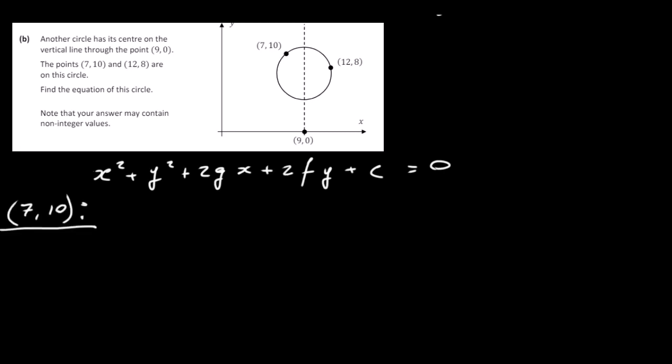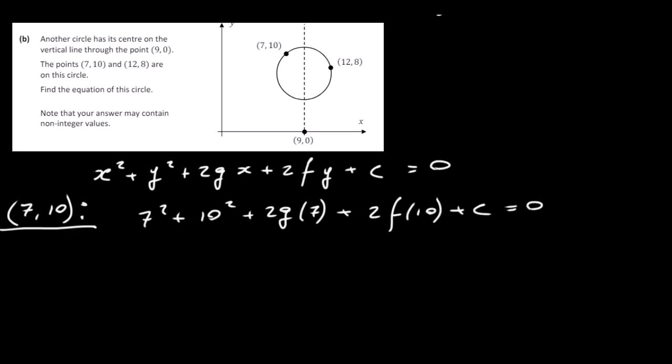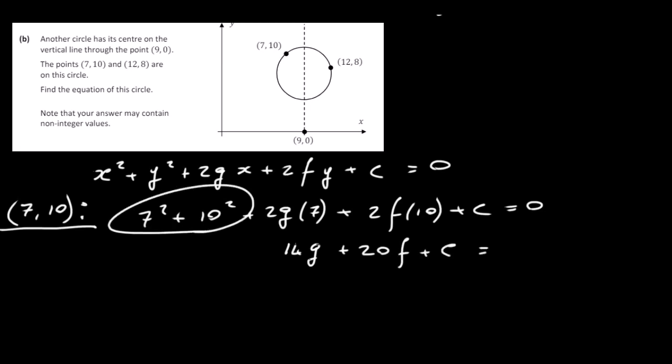So if I put in 7, 10, I'll get 7 squared plus 10 squared plus 2g times 7 plus 2f times 10 plus c equals 0. If you simplify this, we'll have 2 7s, 14g, 2 10s, 20f, plus c is equal to, this part here is going to be 149. Bring it over to the other side, you'll get minus 149. So this is my first equation here. Let's have a look at putting in 12, 8.